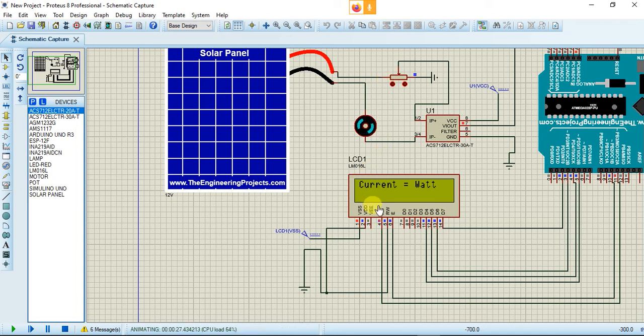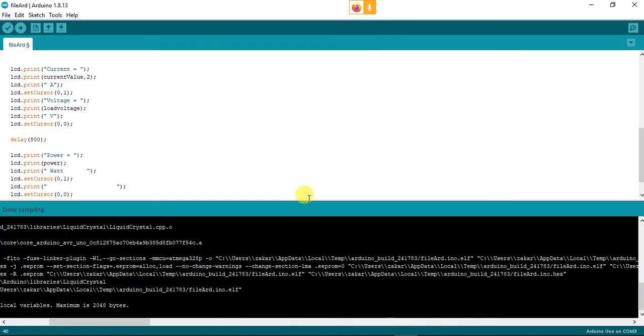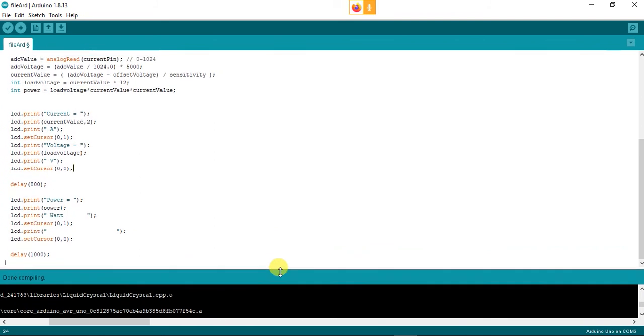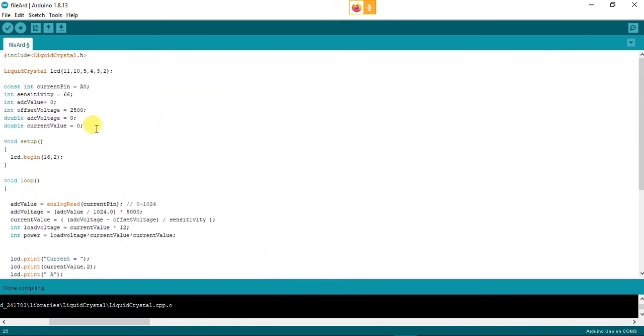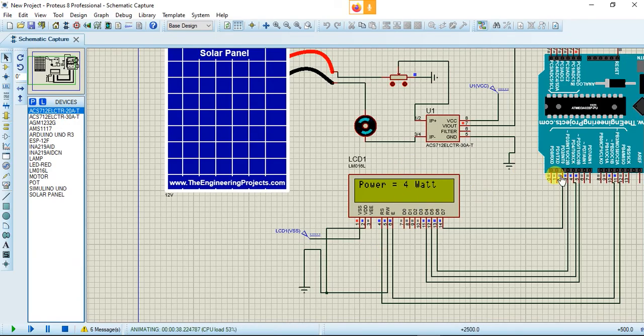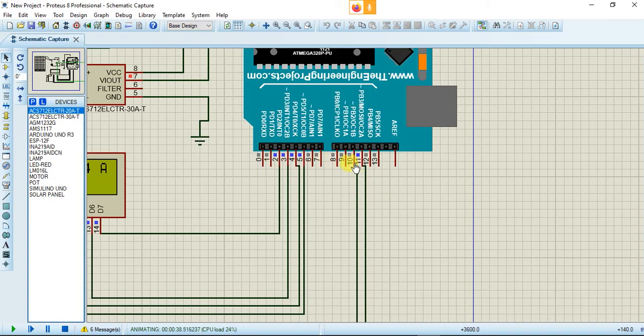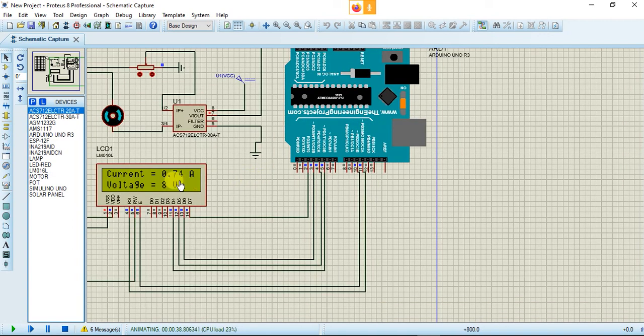Now I'm going to show the coding part, what we have done in the Arduino IDE. Here is the coding part. First of all, we have included the LiquidCrystal header file for the LCD display, and then we have created an LCD object through the pins 11, 10, 5, 4, 3, 2, because we have used these pins from the Arduino to connect with our LCD.